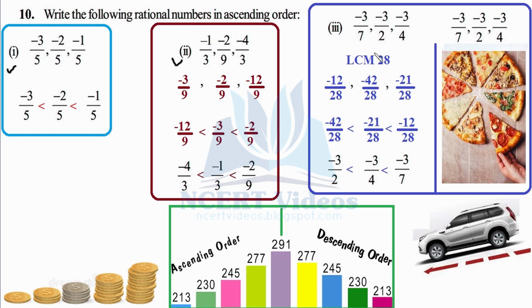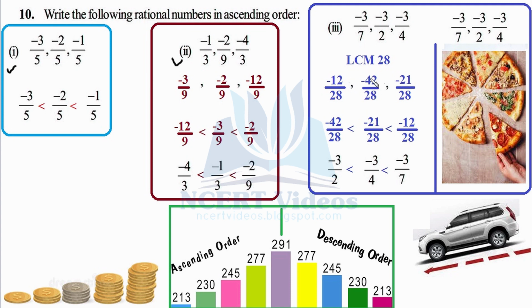Now, just reading the table. 7 4s are 28 and 4 is the multiple. Multiply that 4 with this number. So 4 3s are 12 and the minus sign is also attached. Now here, 2 to 28. 2 into 14. So 14 3s are 42. Fixing the negative sign. Again here, 4. How much is 28? 7s are, 7 3s are 21. Negative sign. Now you can compare it.